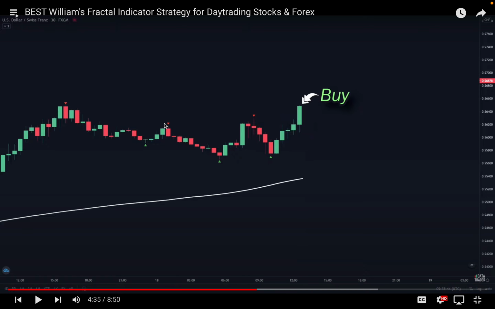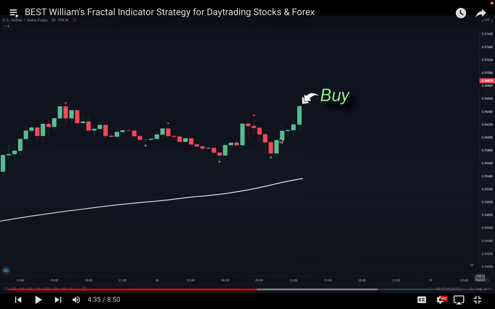So consider this top fractal. The high of this candle is higher than the high of the previous 4 candles, and is also higher than the high of the subsequent 4 candles. Same for this one here. The high of this candle is higher than the high of the previous 4 candles, and also higher than the high of the subsequent 4 candles, right?